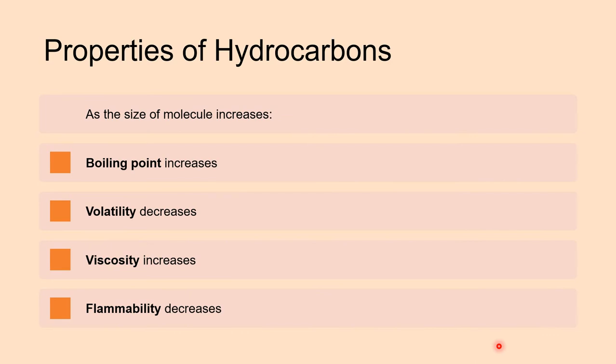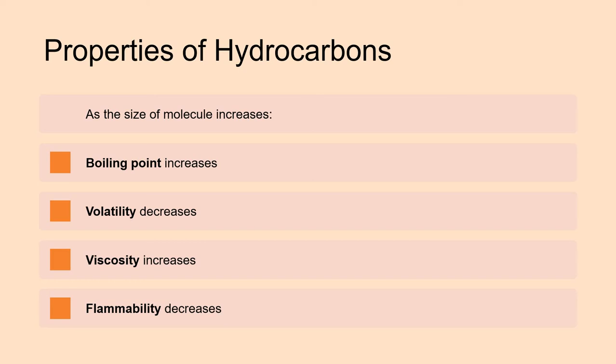Okay, so then we have to learn about the properties of hydrocarbons. As the size of the molecule increases, so there are more and more carbon atoms, the boiling point increases, and the boiling point is the temperature at which the liquid boils or the gas condenses. The volatility also decreases, and the volatility is the tendency to turn into a gas. So if we have a very small hydrocarbon, this is much more likely to turn into a gas than a very large hydrocarbon. As the size of the molecule increases, the viscosity also increases, and the viscosity is how easily the substance flows.